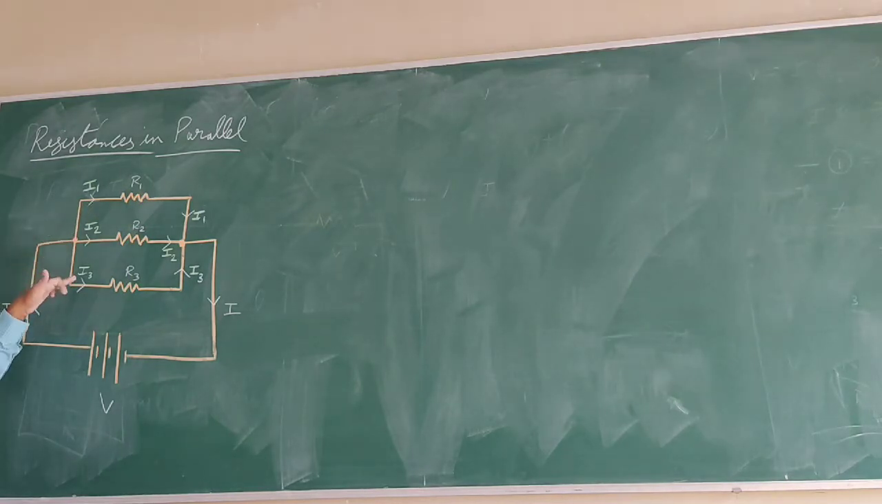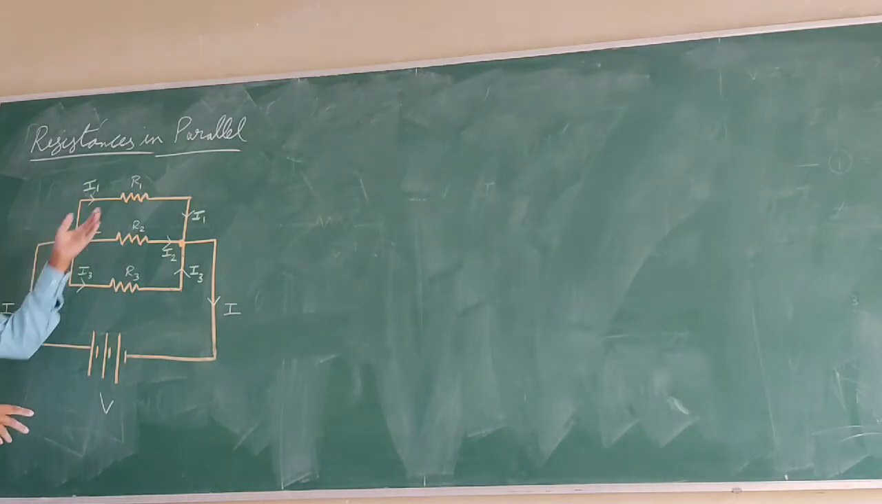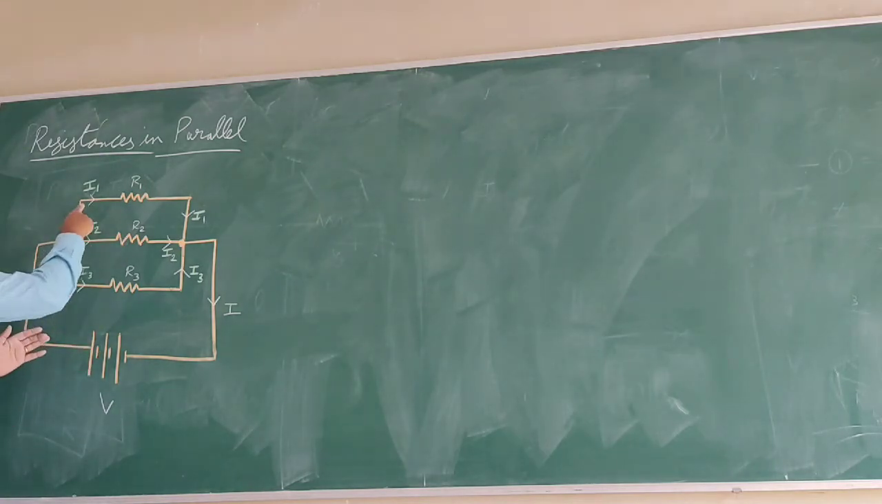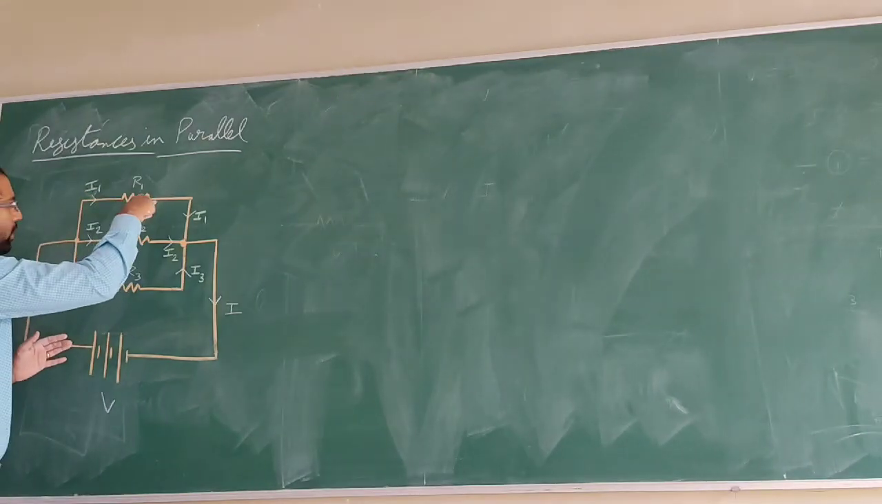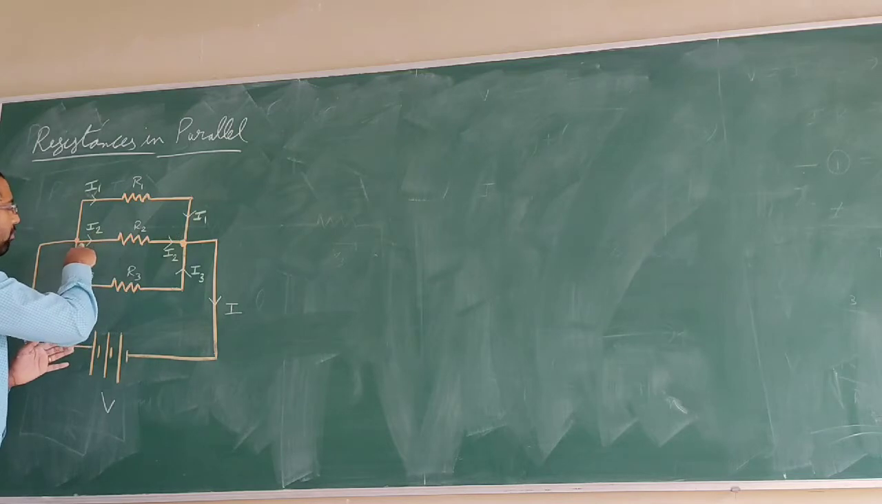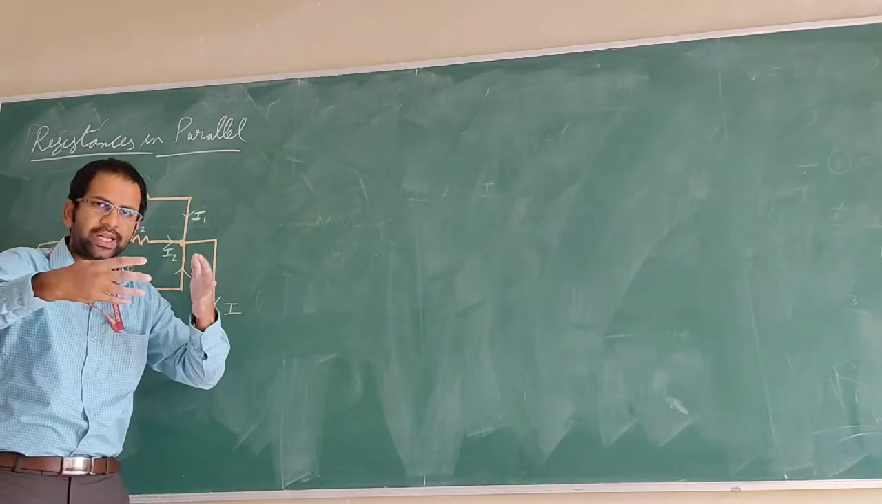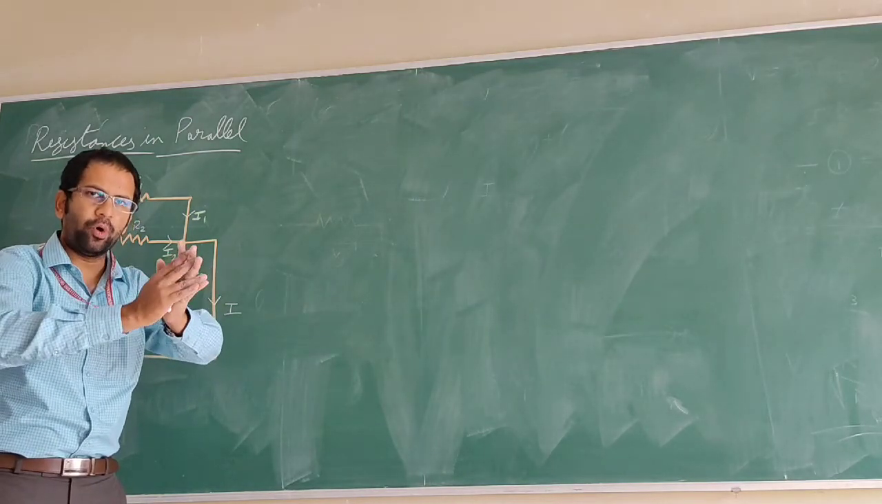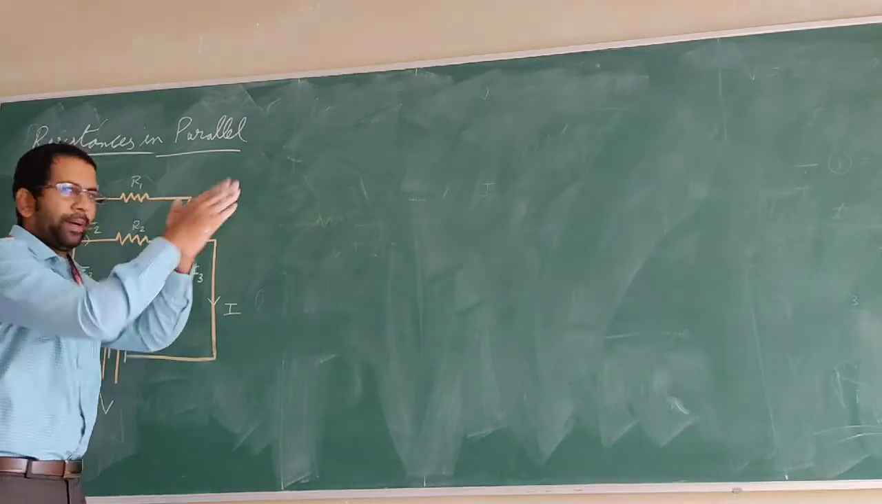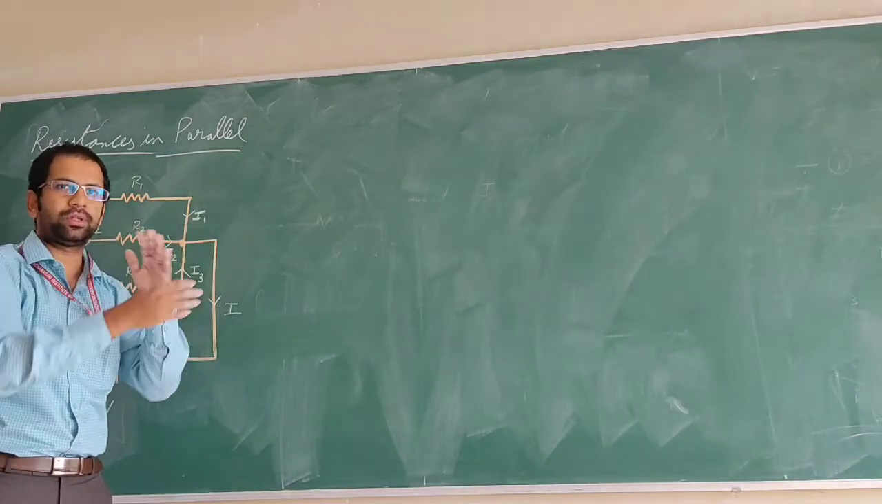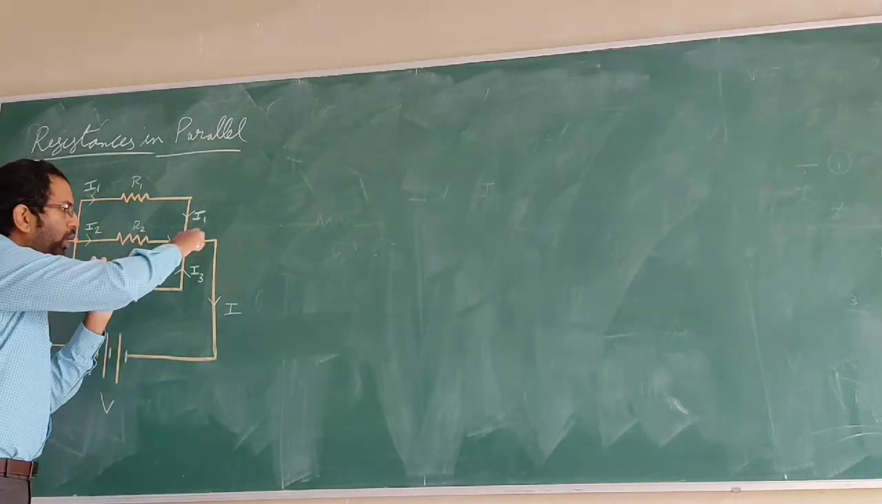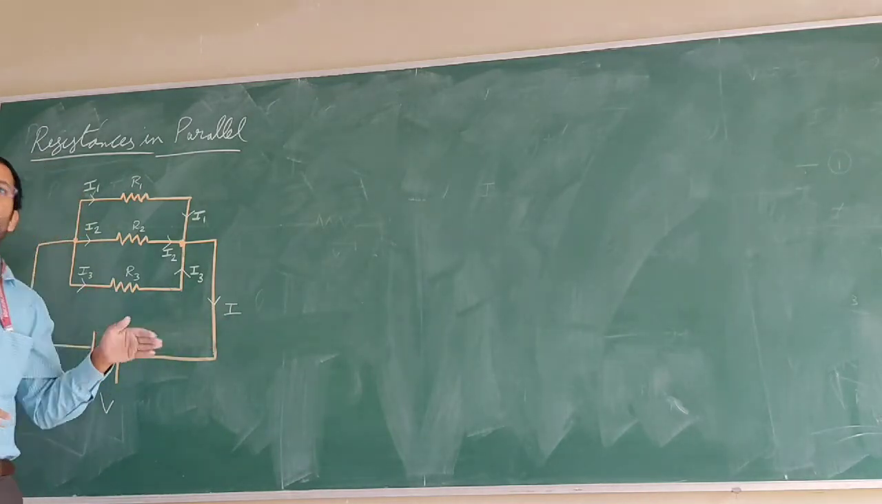Hence, three paths are there. The current will divide itself into I1, I2, and I3, depending on the value of the resistor. Current I1 will flow from here through the resistor and come up here. Current I2 will flow from here to this place. Current I3 will flow from here. Now, like the channels, they all meet at the same point, and the water all comes together again. In the same way, the currents get added, and in total it comes as I.